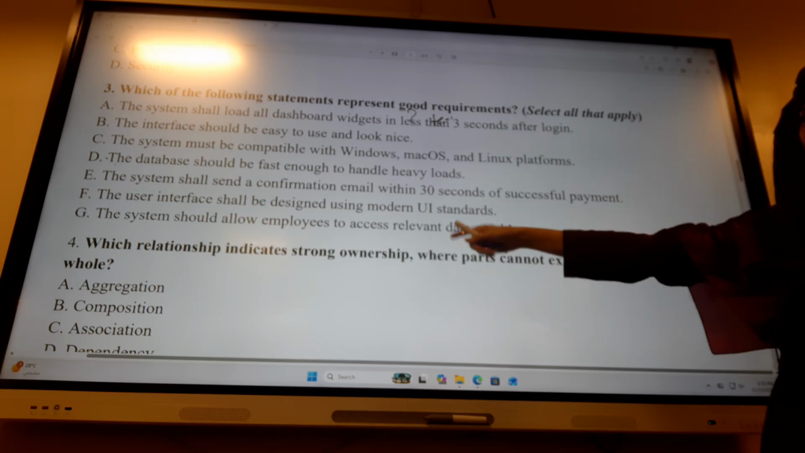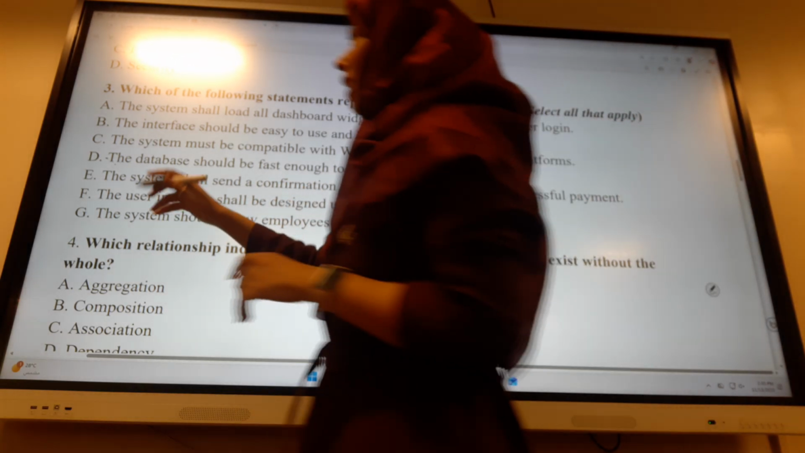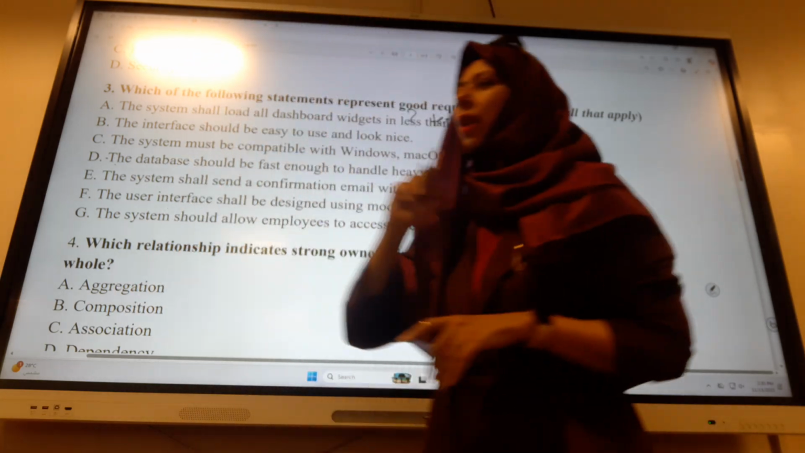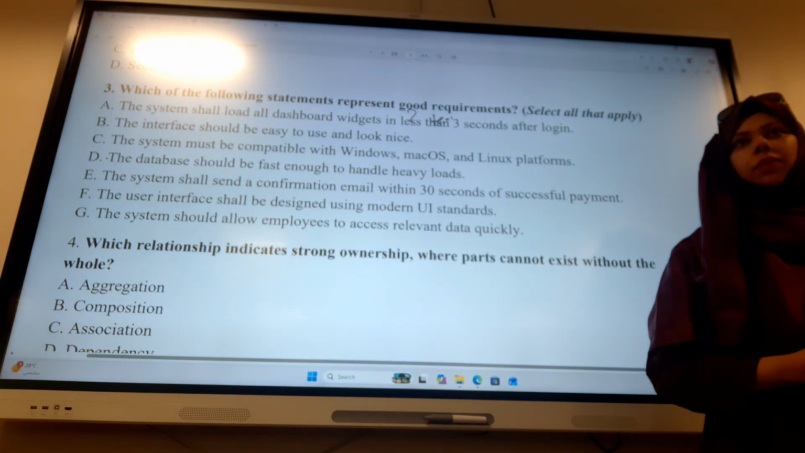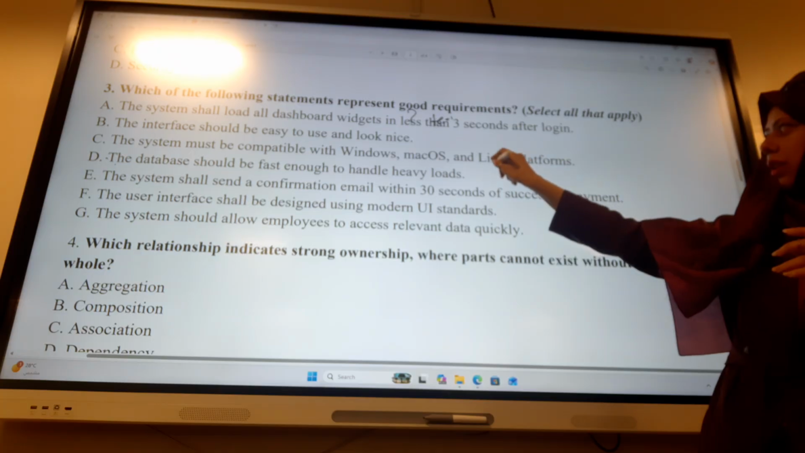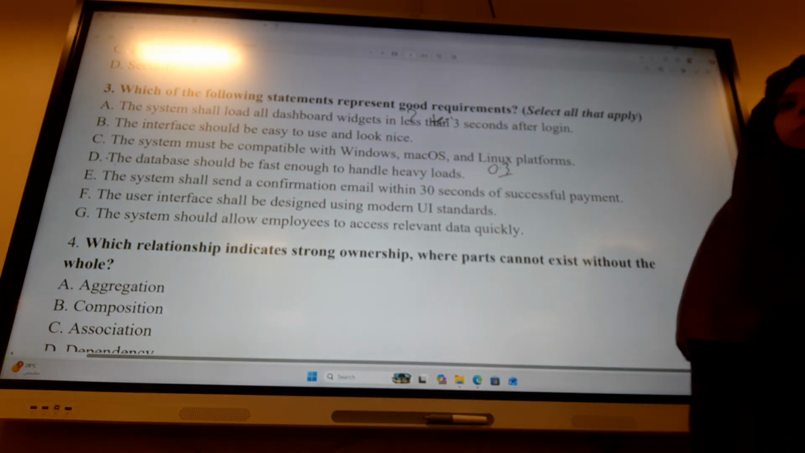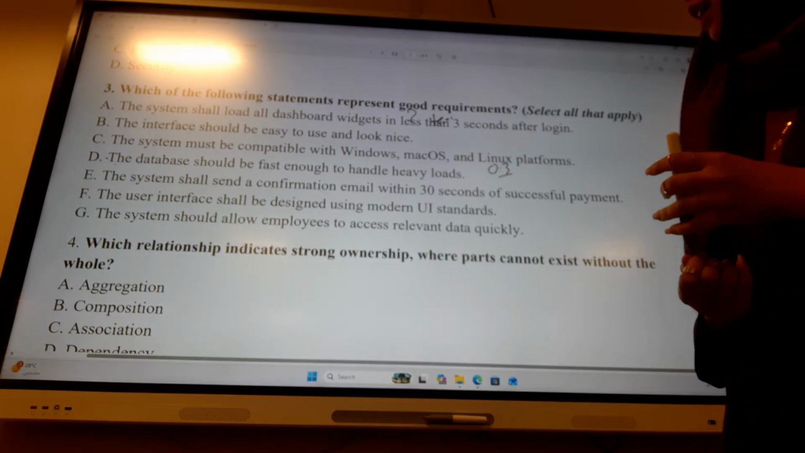If you choose all the options, this is not accepted. So you'll give us the whole mark? Yes. If there is one that's wrong, an extra one, I'll deduct. If one is correct, you get its own mark. 0.3. What is the correct answer? ACE.